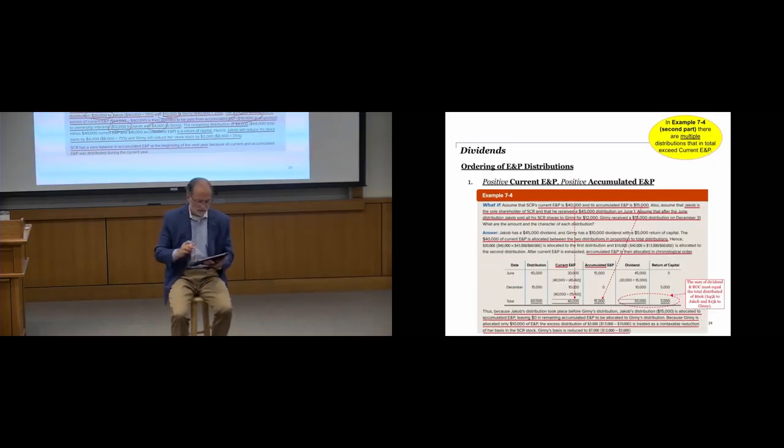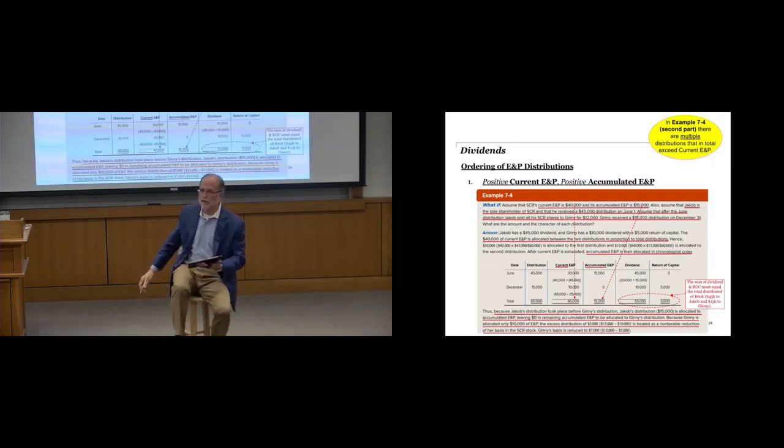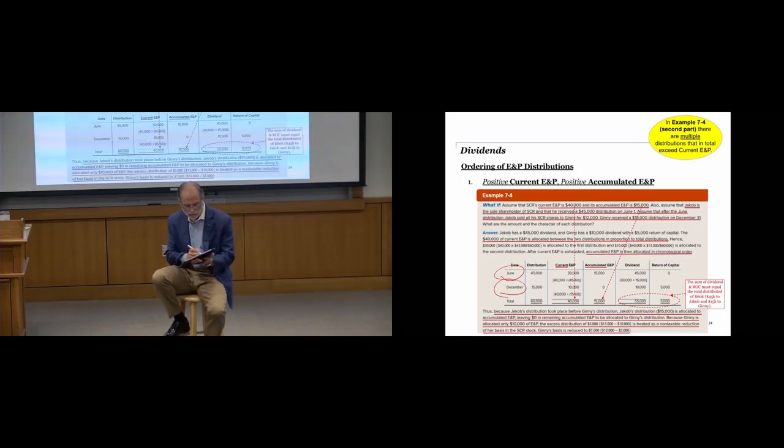The second part of 7.4 is the complexity when I have multiple distributions. I had a distribution in June and December. And the reason now I'm in the pro rata rule for current E&P, and I'm in the first come, first serve rule for accumulated E&P, is because I got multiple distributions in the year. Okay? So here I have to look at the total amount distributed, which was, let me get my numbers here.